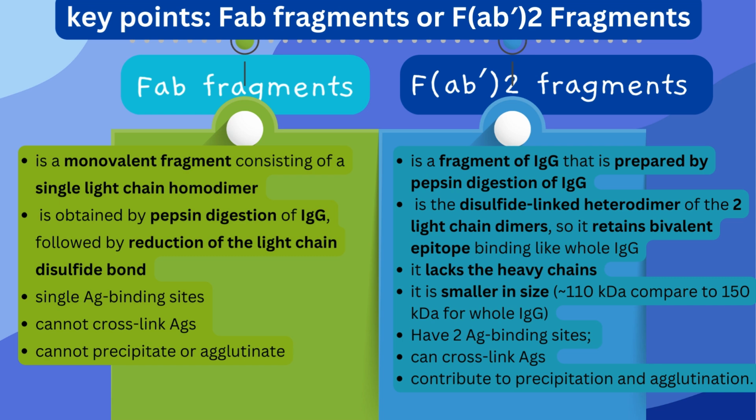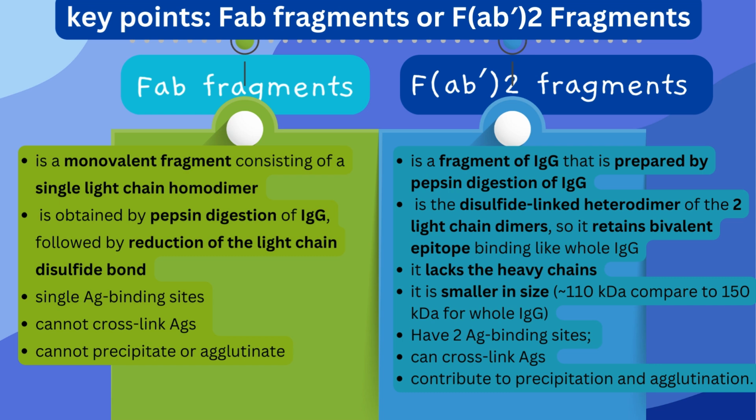How about Fab2 fragments? They are composed of two Fab fragments connected by a hinge region, by disulfide bonds. It contains two antigen binding sites and is produced by pepsin digestion of an antibody, and it is divalent. It can bind to two antigenic epitopes simultaneously.